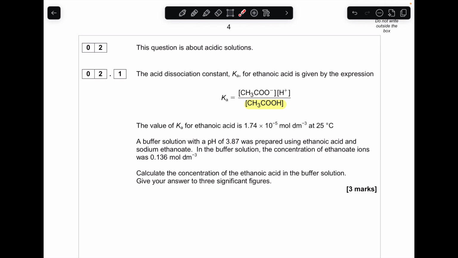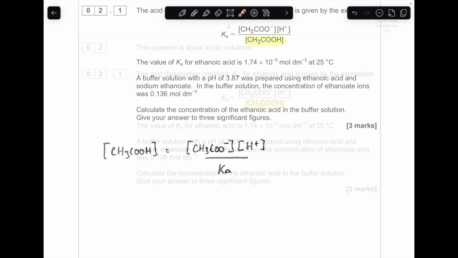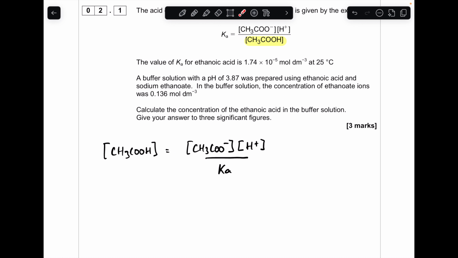Okay, so make a start. For part one, we've just got to calculate the concentration of the ethanoic acid in this buffer solution. So we just got to rearrange for the acid and sub in all the numbers. So the equation rearranges to that.